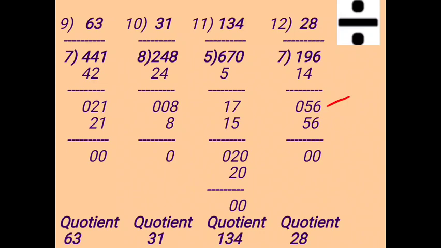You will get the correct number, that is 7 eights are 56. Then you are going to do subtraction. Then you will get the remainder as 0. And your quotient, the answer, is 28.